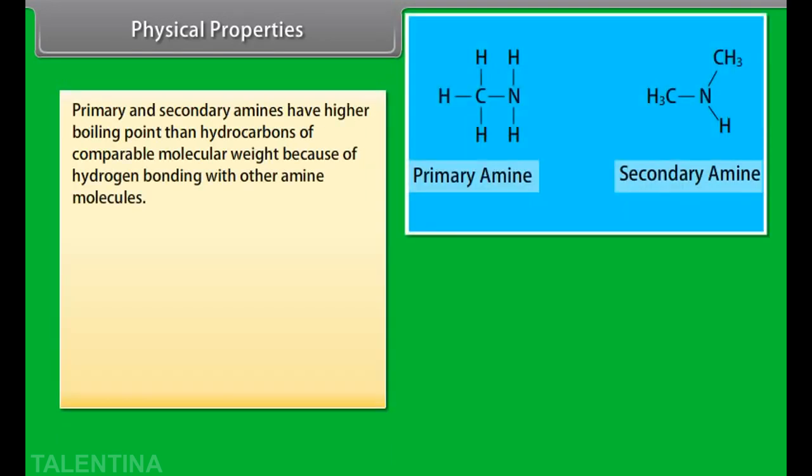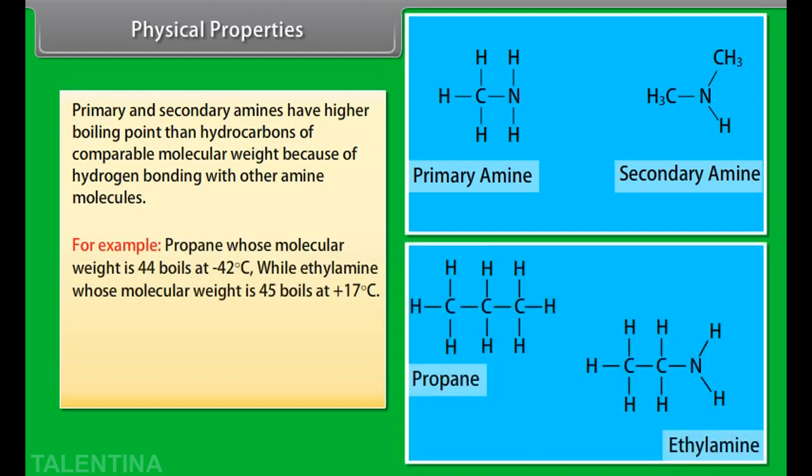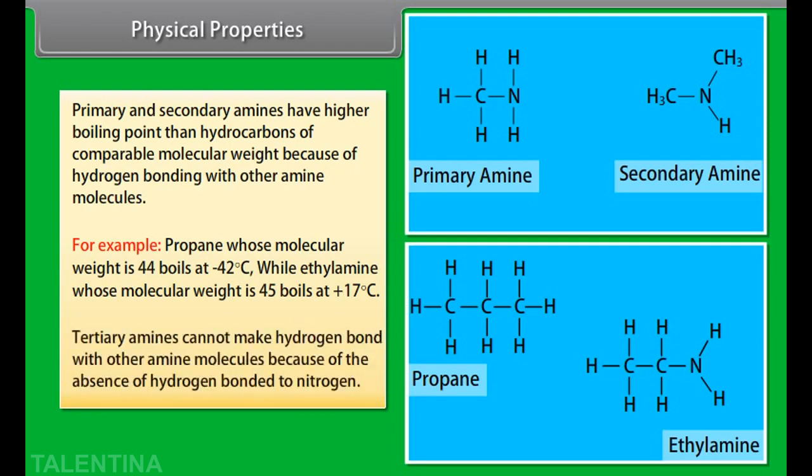Primary and secondary amines have higher boiling point than hydrocarbons of comparable molecular weight because of hydrogen bonding with other amine molecules. For example, propane, whose molecular weight is 44, boils at -42 degrees Celsius, while ethylamine, whose molecular weight is 45, boils at +17 degrees Celsius. Tertiary amines cannot make hydrogen bonds with other amine molecules because of the absence of hydrogen bonded to nitrogen.